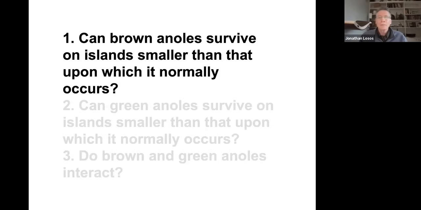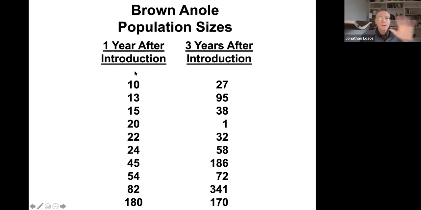So we'll start first with the brown anoles. Here's year one. We introduced 5 lizards. A year later, they've all at least doubled in population size, and one of them has really exploded. 3 years later, 9 of the populations are very well established.